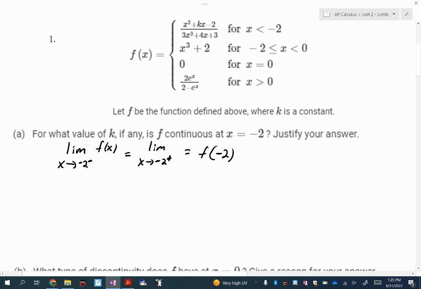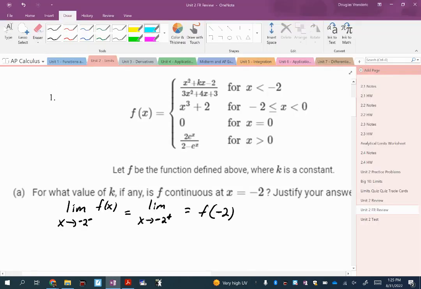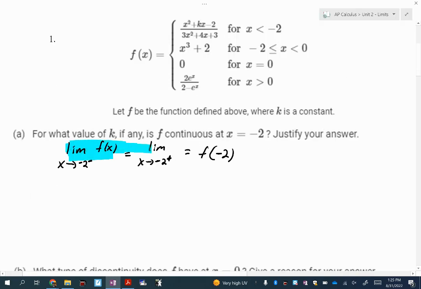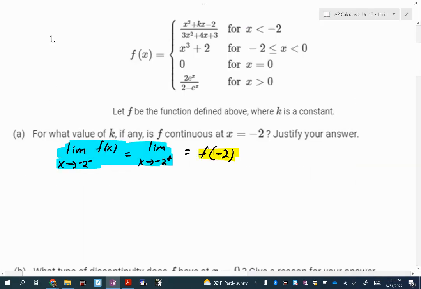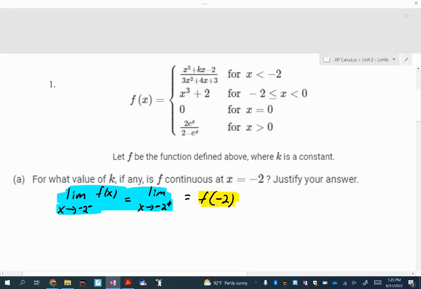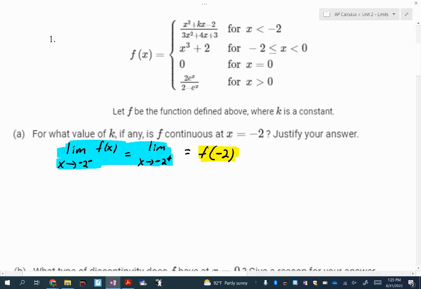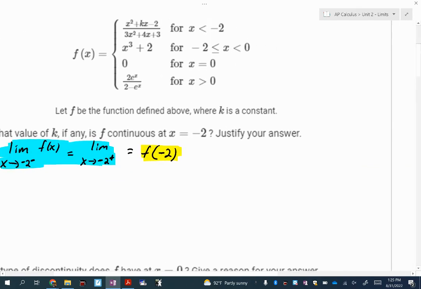I know it looks like there's three things, which is fine, but really my brain groups these two to make sure the limit exists as x approaches -2, and whatever that limit is must be equal to the same value when I plug -2 into the function. If all that's true, then I know the function is continuous at this x value. So I'm going to first plug in -2.